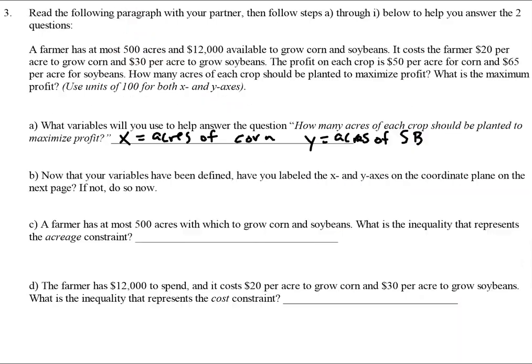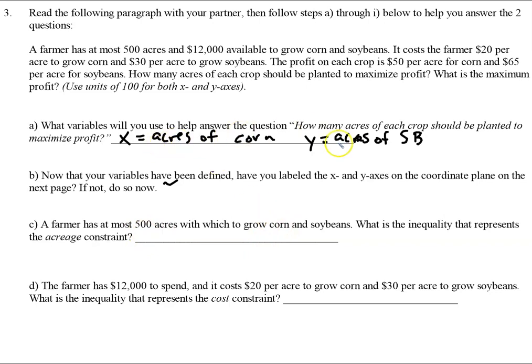All right. So we've done this. A farmer has at most 500 acres. So this is describing a constraint. Just think of a constraint as a limitation. He doesn't have all the acres in the world to work with. So this is what he has to work with.